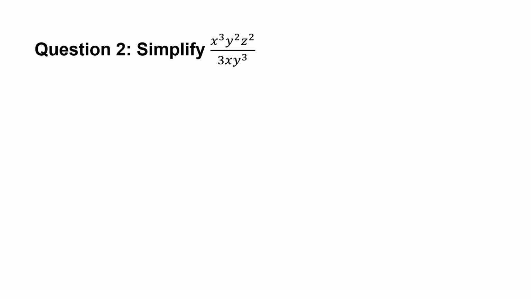So for this one, we need to recognize that there are actually 4 terms here. So we have a number term, we have an x term, we have a y term, and we have a z term. So for our number term, we have 3 on the bottom, and this is just going to be 1 divided by 3. For our x term, we have x cubed on the top and x on the bottom, so this is x cubed over x. Our y term, we have y squared over y cubed, and our z term, we have z squared over 1. Let's simplify these.